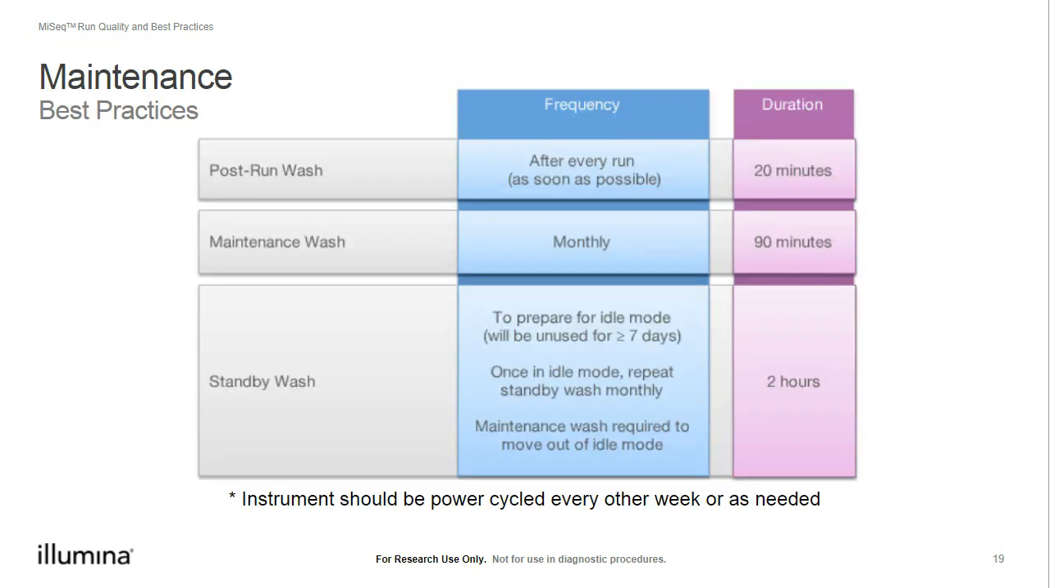Moving on to some maintenance best practices now. There are three types of washes on the MiSeq system. The post-run wash will take approximately 20 minutes and should be performed as soon as possible after each run. The maintenance wash will take roughly 90 minutes to complete and should be performed at least monthly to maintain the fluidics and prevent reagent buildup in the lines, which can cause clogs or performance issues.